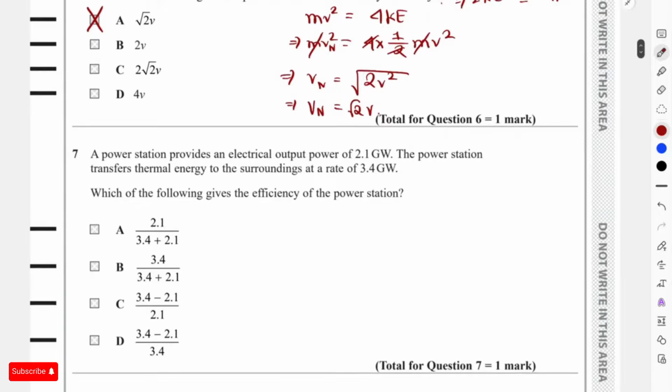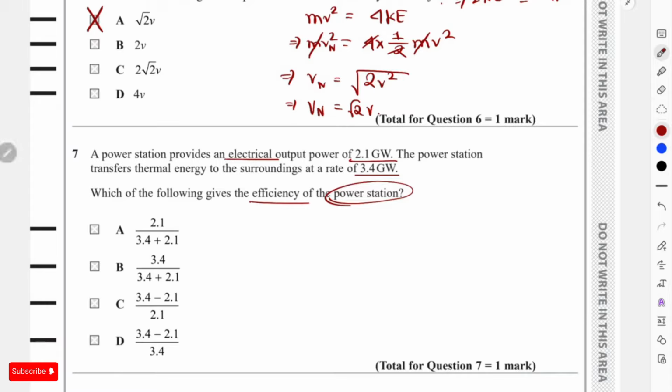The power station gives an electrical output power of 2.1 gigawatt. The power station transfers thermal energy to the surroundings at a rate of this much. Which of the following gives the efficiency of the power supply? For efficiency, we're obviously going to use the equation of total energy output over total energy input, right?